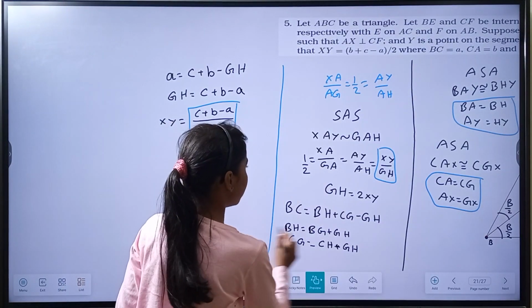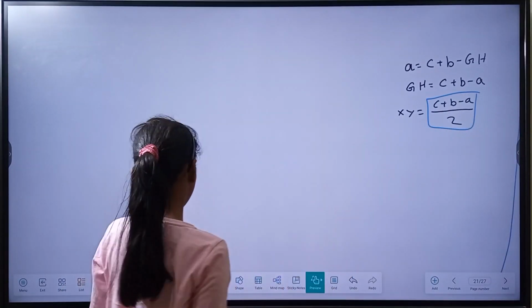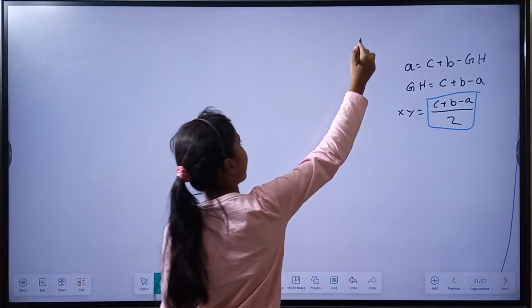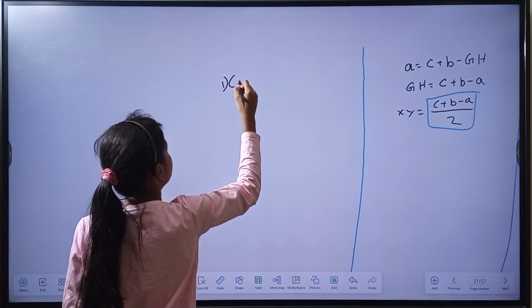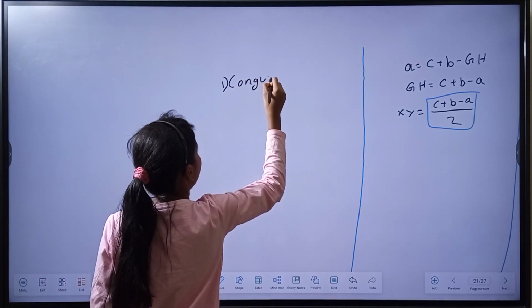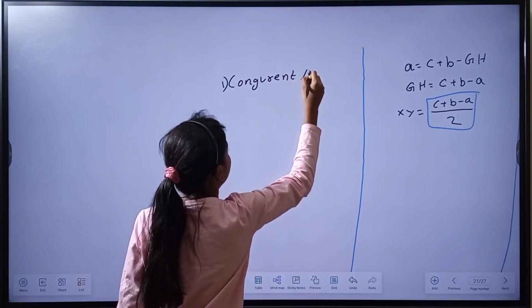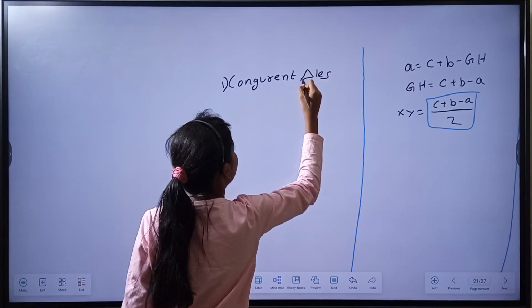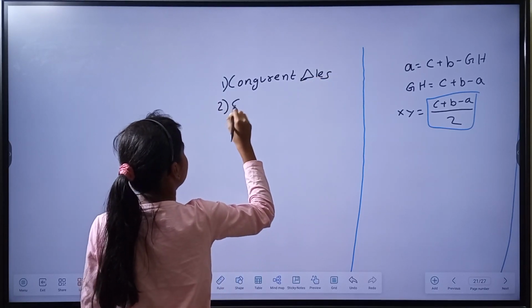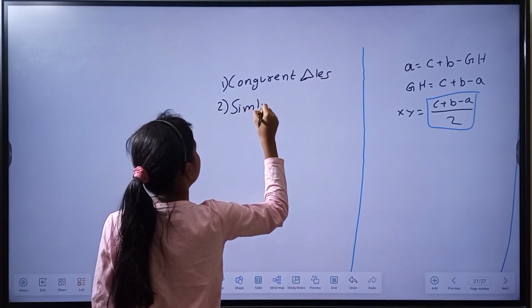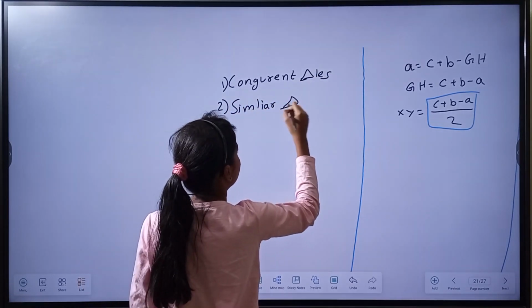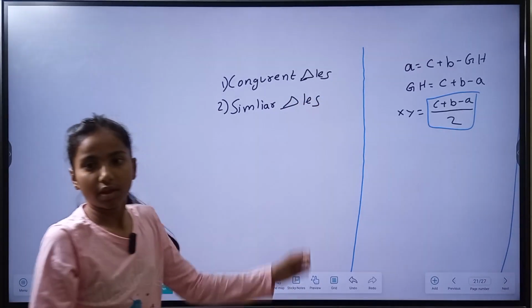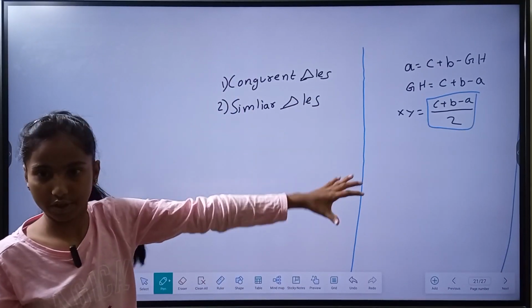Okay. We proved it. Now, the concepts we have used in this question are, first, congruent triangles, and second, similar triangles. That's it. We have used these both concepts in this question.